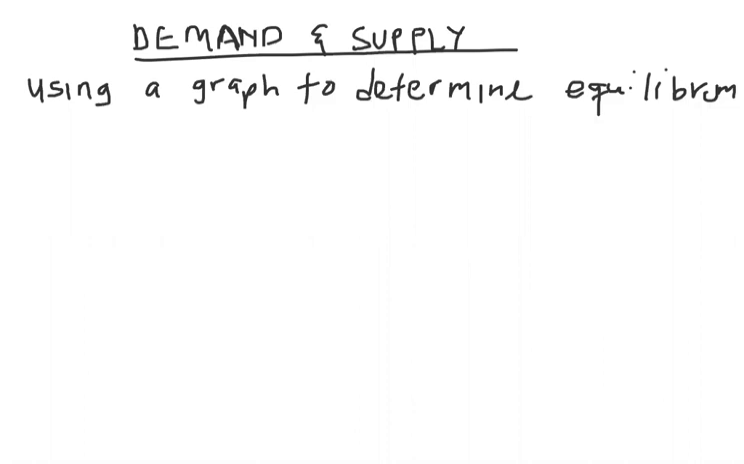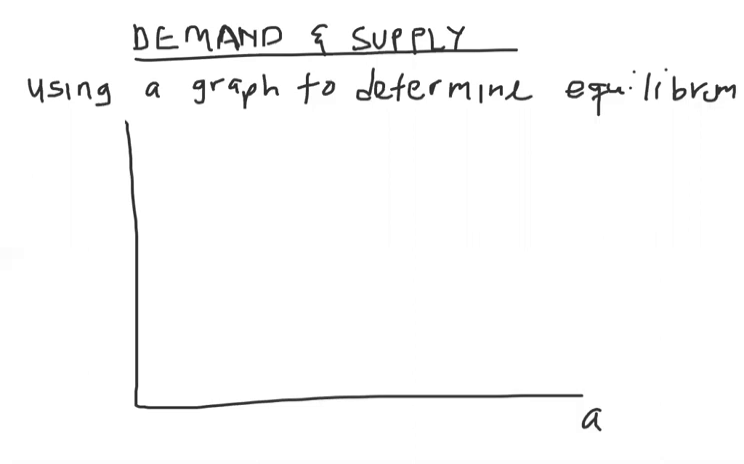So let's draw our graph, right? This is the quantity side, and this is the price. We said there is an inverse relationship, so this becomes the quantity demand, QD, right? And this becomes the quantity supply, QS, right?